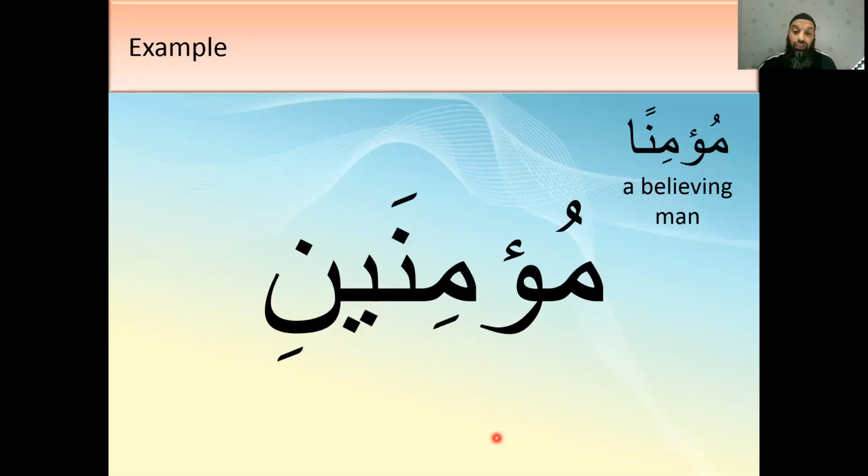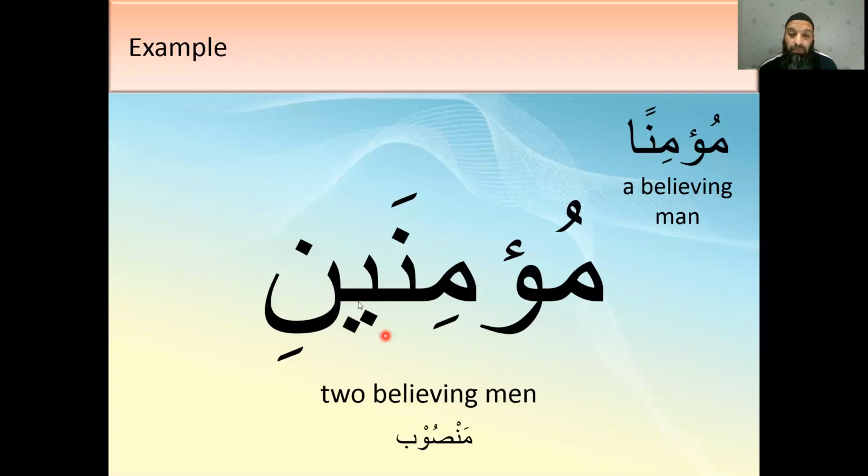Dual, fantastic. It's two believers. Yes, so it's the two believers, and it is either majroor or mansoob. But it's mansoob because I'm telling you it's mansoob here. But if you saw mu'minaini by itself, you wouldn't be able to tell whether it's mansoob or majroor just by itself. But what's happened is some word is coming in front of it that is causing it to change from marfu to mansoob, or from marfu, which is the default, to majroor.